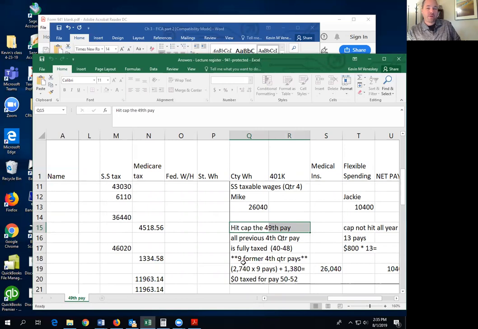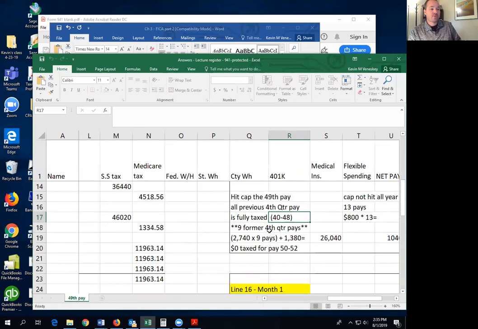He's hit the cap on the 49th pay. So all the previous fourth quarter pays, that would be 40 through 48, and if you add them up, don't say that that's 8, because it's not. Count them on your fingers. It's actually 9 former pays. So for 9 former pays, he was taxed on the full amount that he earned, the full $27.40.